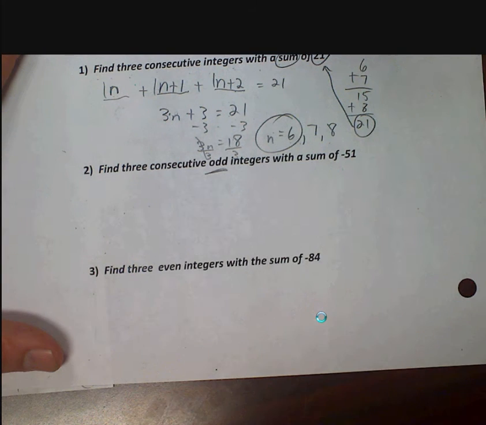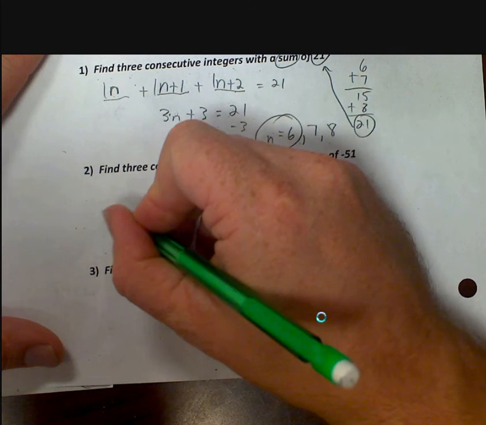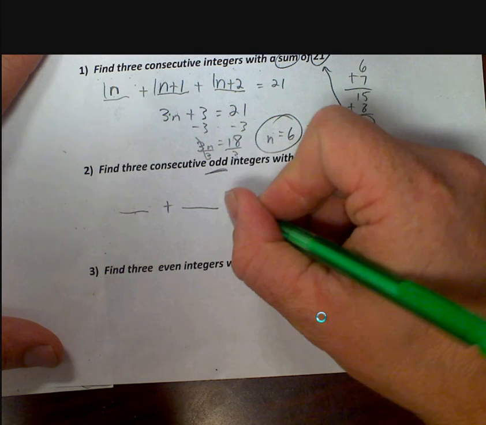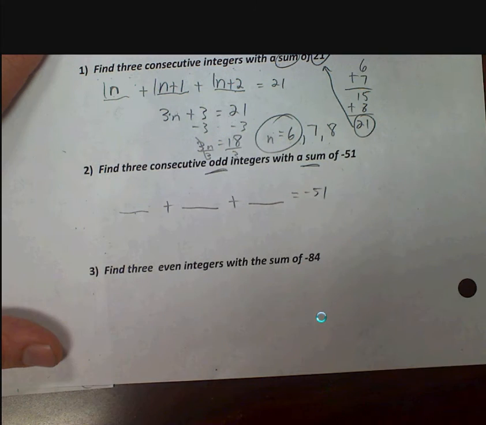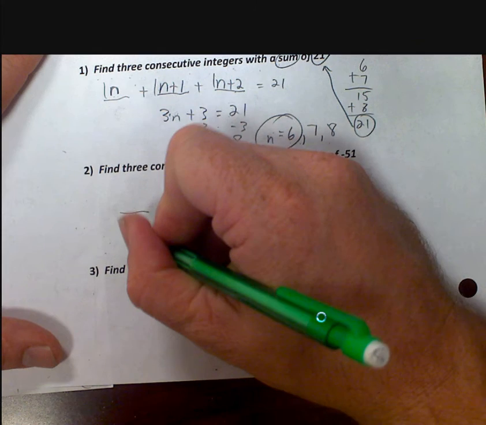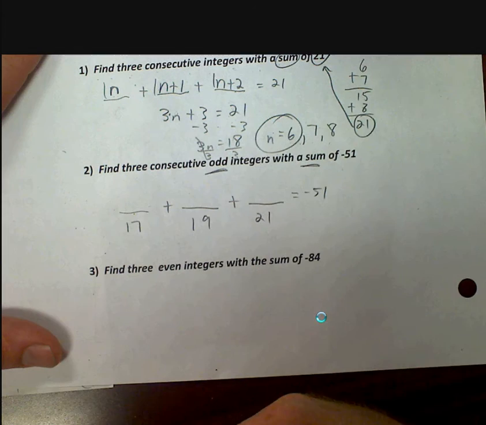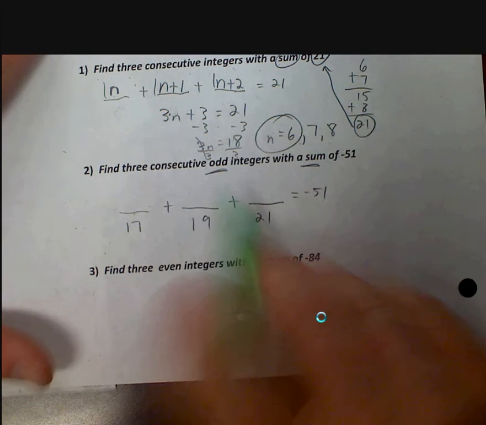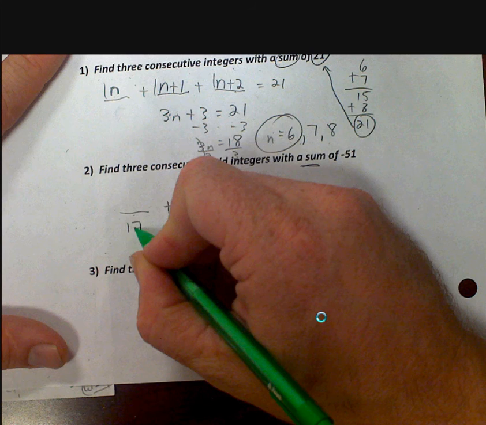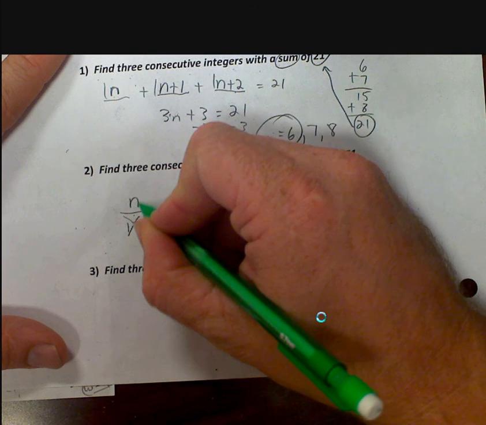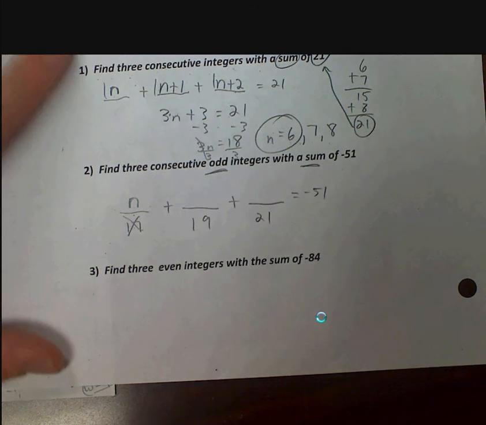It says find 3 consecutive odd integers with a sum of -51. So my first number plus my second plus my third have to equal -51. Well, like I said, if my first number is 17, my next has to be 19 and my next has to be 21. I know this isn't true, but I'm just saying for instance. I don't know my first number, so I'm going to put n. N is a variable that represents my number, an unknown.